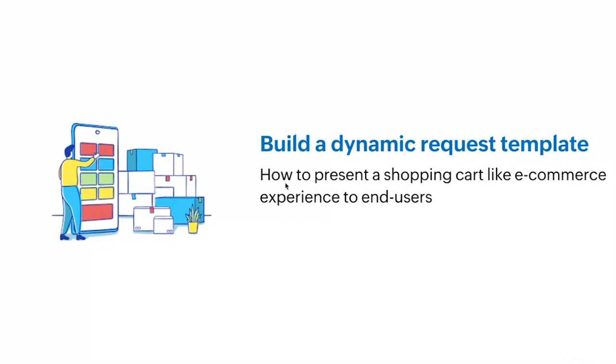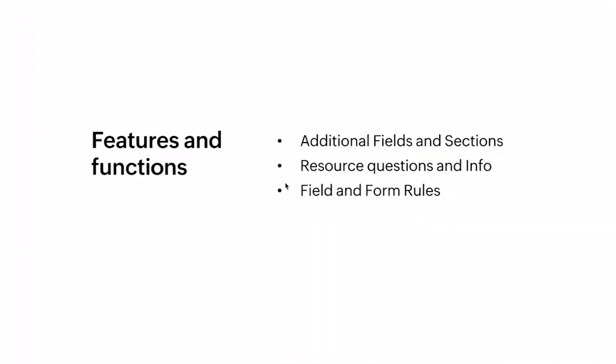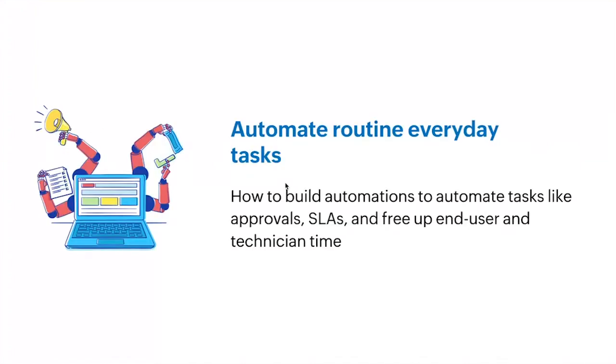The next topic that we're going to see is resource question info. We saw all these aspects. Now the next topic is automate routine everyday tasks. So now we have the template ready. We have all the field and form rules. The form is more dynamic. Now the next thing is to configure the related task approvals and service level agreements. So we will see how ServiceDesk Plus helps you in automating all these aspects.